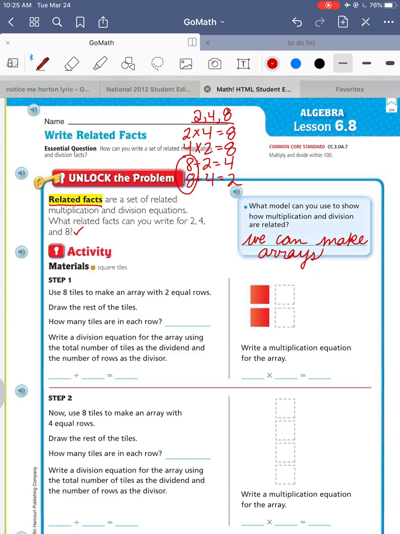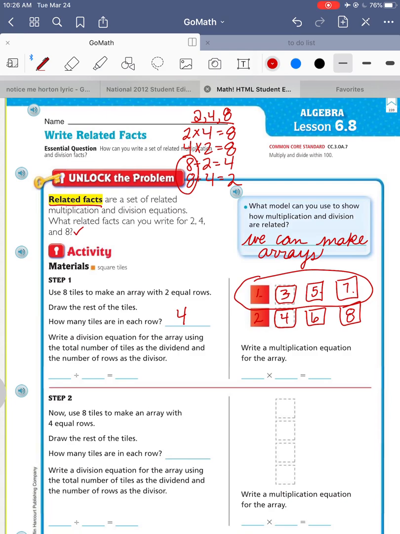Now let's do step 1. Use 8 tiles to make an array with 2 equal rows. Draw the rest of the tiles. How many tiles are in each row? So we have 1, 2, 3, 4, 5, 6, 7, 8. Remember, you keep counting and give 1 to each row. So 3 and 4, then give 1 to the top row and 1 to the bottom row, and then 1 to the top row and 1 to the bottom row because both rows have to have the same amount. So how many are in one row? 1, 2, 3, 4.